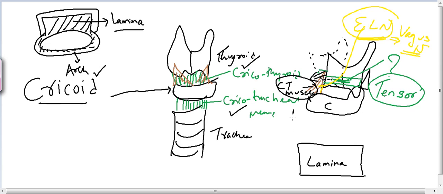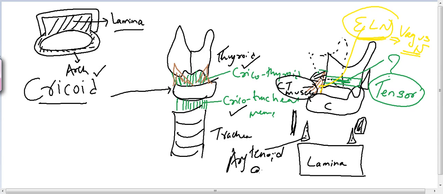Okay, this may be the thyroid cartilage. When you are seeing from behind, only the posterior free margin is visible. But what is important here is one cup shape or one pyramidal shape cartilage is sitting on the lamina of cricoid cartilage. This is called as arytenoid cartilage. So this arytenoid cartilage is sitting on the lamina of cricoid cartilage.